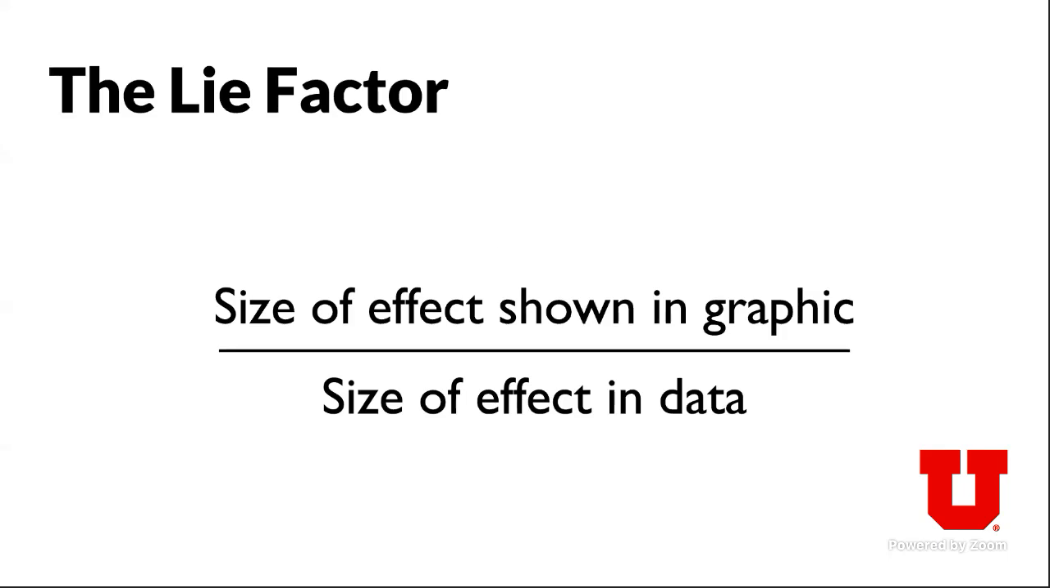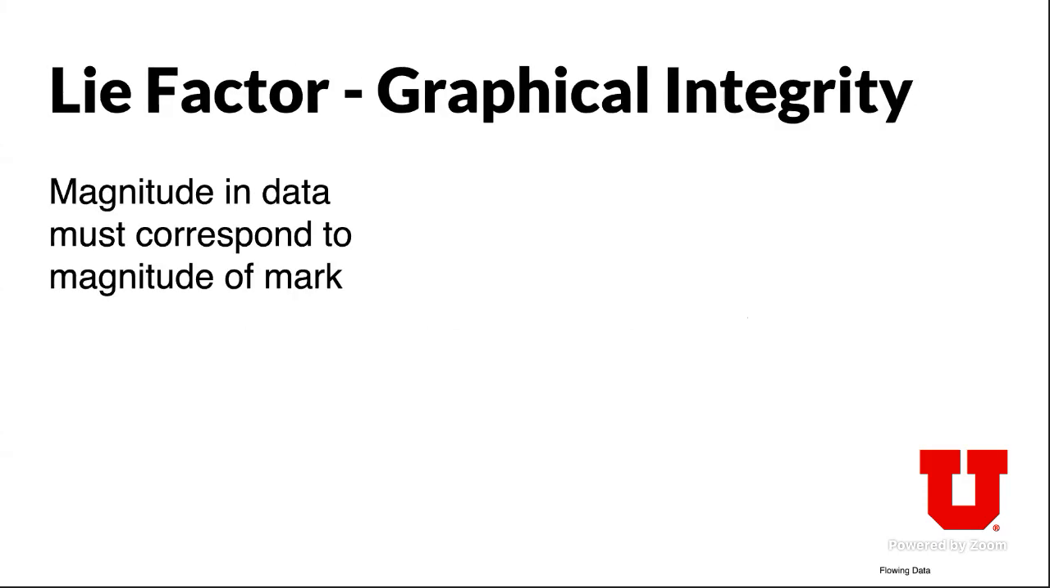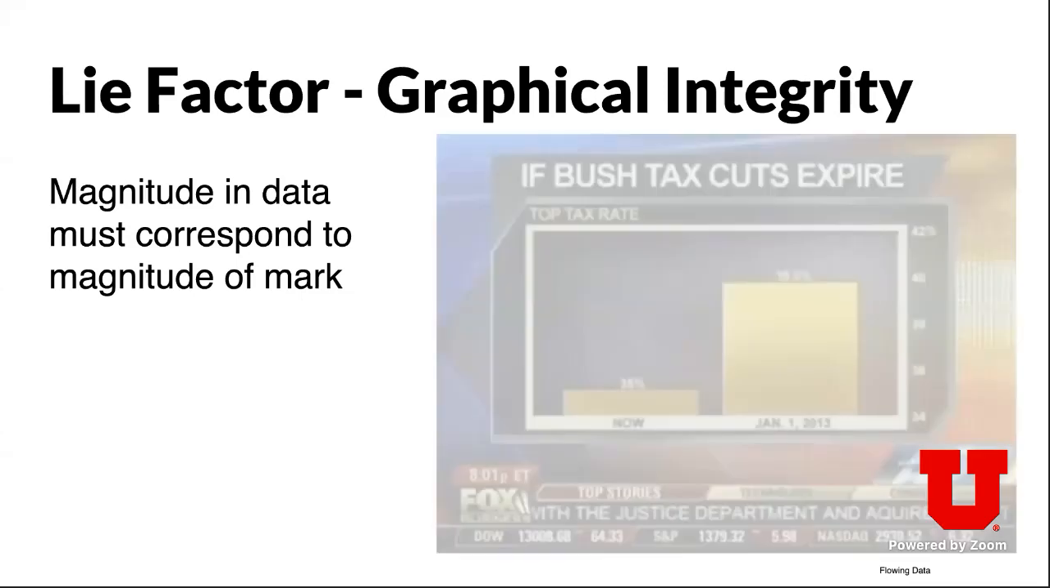So what is the lie factor here? It's when you divide the size of the effect shown in a graphic by the size of the effect in the data. This is about graphical integrity. What you want is for the magnitude in the data to correspond to the mark. Here's an example of a chart that doesn't really do that.